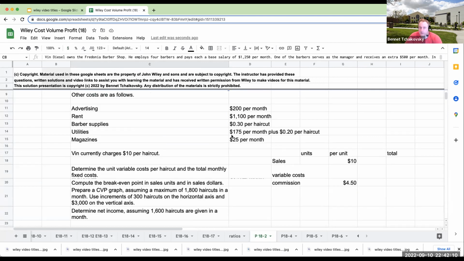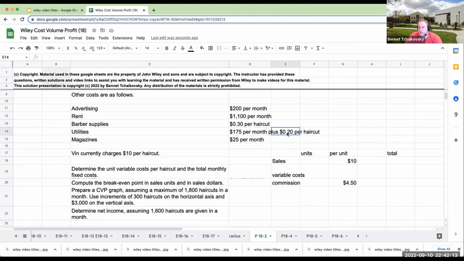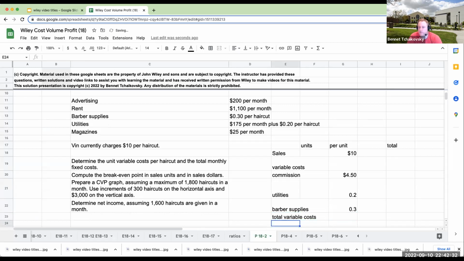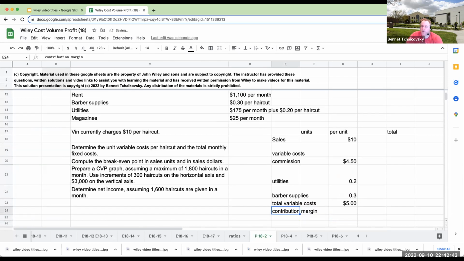The other part over here is going to be utilities, and there's a 20-cent per haircut charge on the utilities. Again, what we're trying to do is identify the variable costs. We also have barber supplies, which are 30 cents per haircut. So our total variable costs are going to be $4.50 plus 20 cents plus 30 cents, or $5. So our contribution margin is basically going to be $10 minus 5. Let's go ahead and get over to the fixed costs.